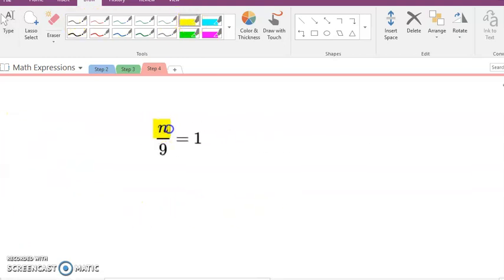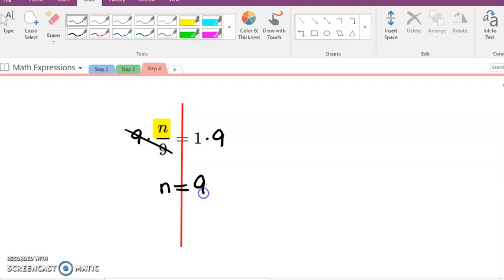Similarly, I highlight the variable. I show two sides of the equation. N divided by 9. I want to do the inverse, which is to multiply by 9. If I do it on the left, I do it on the right. The 9's cancel out. N equals 9.